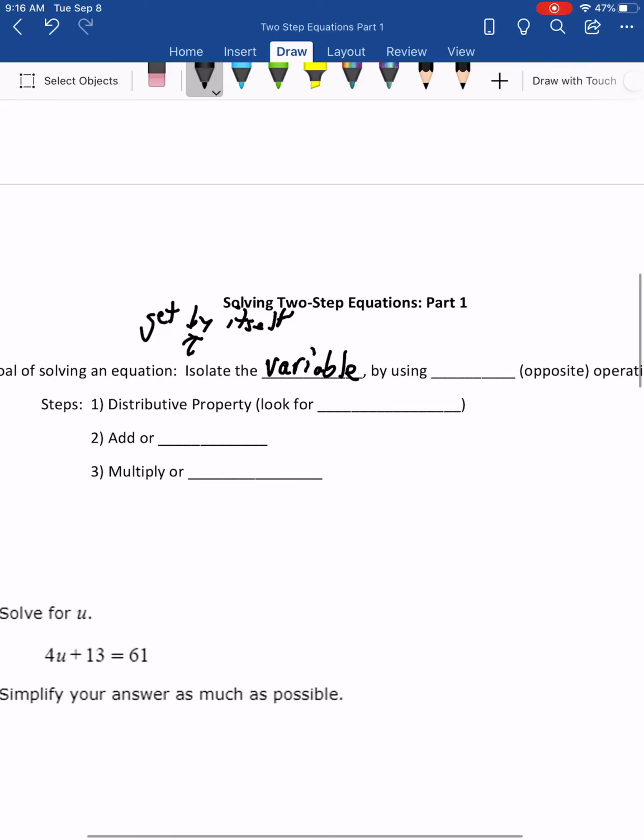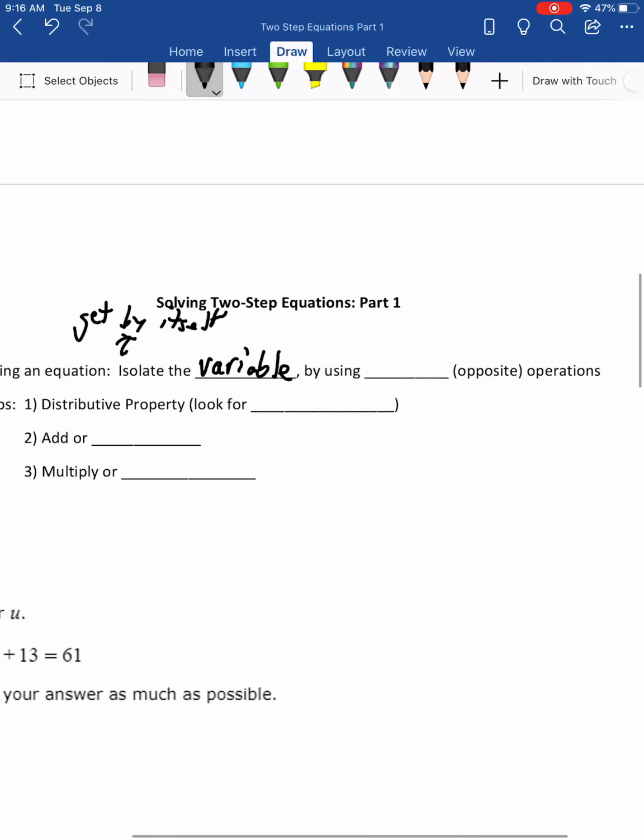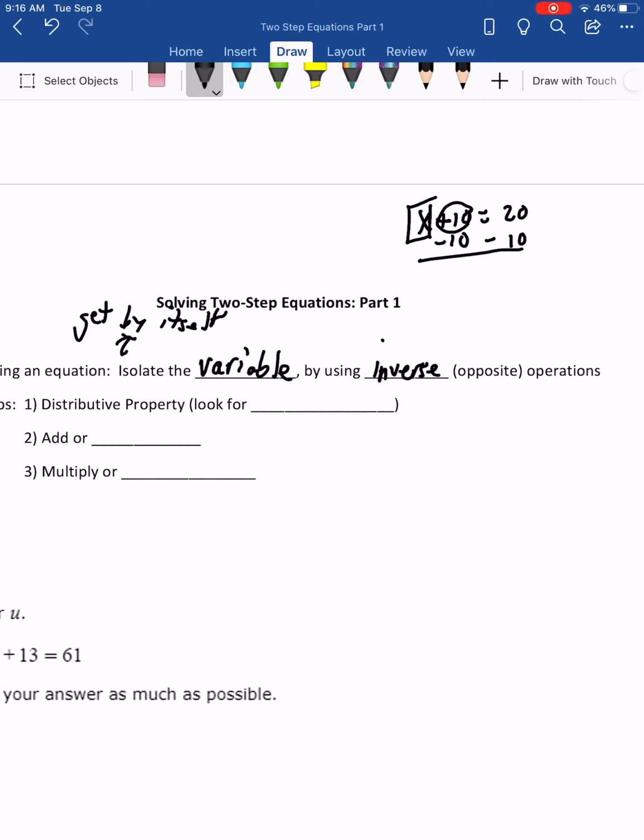All right, when we're solving an equation, you always want to get x, y, whatever alone by using inverse, which means opposite operation. So if we have x plus 10 equals 20, we're going to subtract 10 from each side because we have 10 added to x, right? We want to isolate this, so we need to get rid of the plus 10, or add 10, by subtraction, okay?